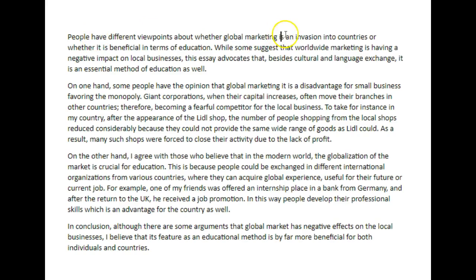So when we introduce the idea of it being invasive, we should potentially also talk about why in the same sentence. So some people believe that global marketing is invasive due to the detrimental impact it has on local businesses, whereas this essay advocates that worldwide marketing is beneficial for education as well as the dissemination of culture, language, and ideas.